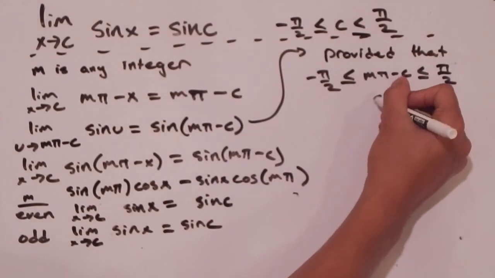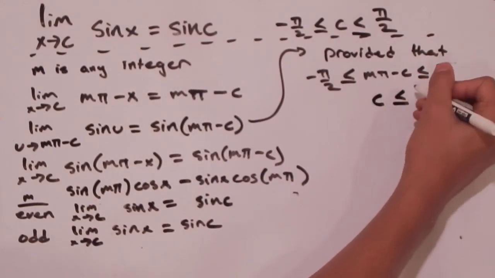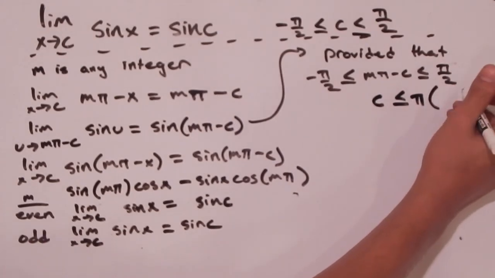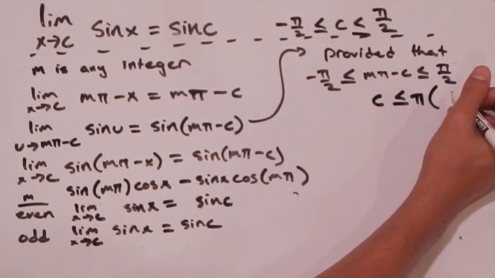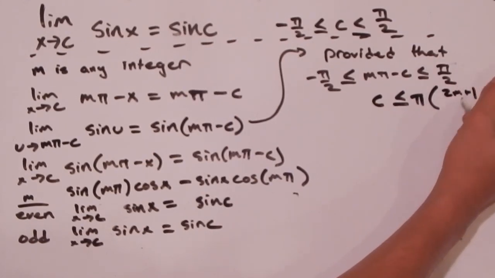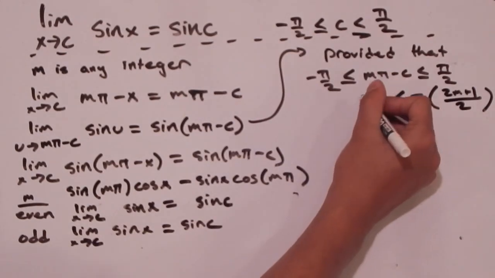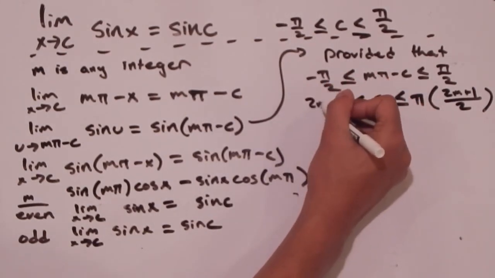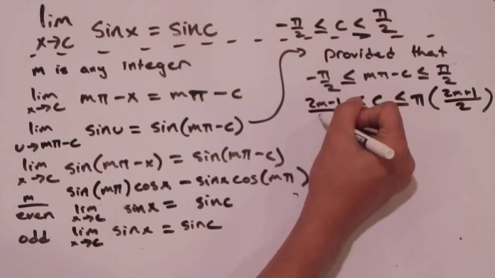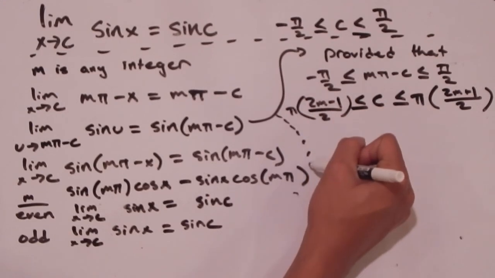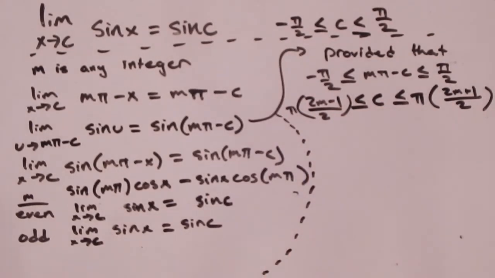So if we went ahead and solved for c, this is what we would find: c has to be less than or equal to pi times (2m plus 1) over 2, and c is going to have to be greater than or equal to (2m minus 1) over 2, this thing times pi. We draw a little dashed line to separate what we're doing.